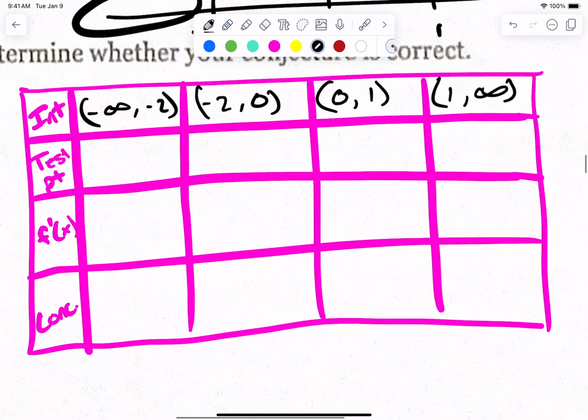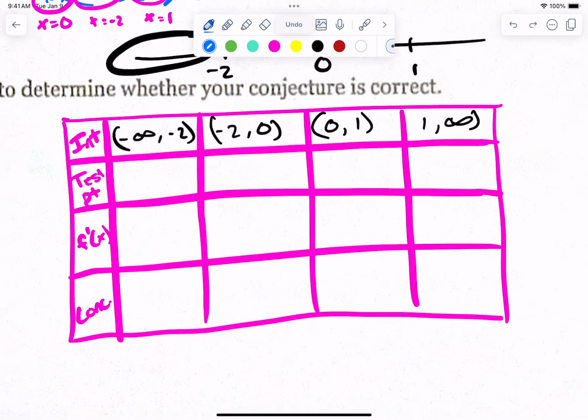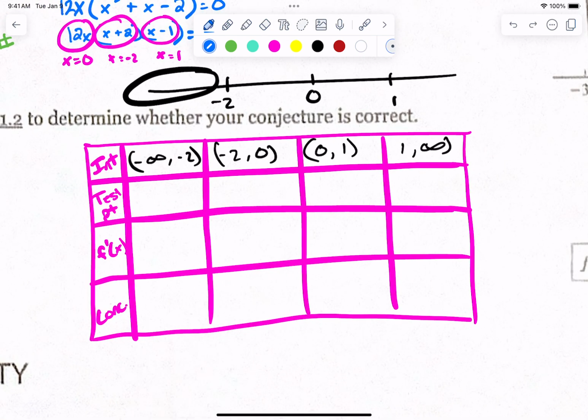I need a number from negative infinity to -2. If we didn't have a graph, how would we know that? That's what we're doing, we're doing it without a graph, using our critical numbers. My critical numbers were 0, negative 2, and 1. So I just put them on a number line, but I'm just saying my intervals. Something's happening on the left side of negative 2, then something's happening between negative 2 and 0. I just put them in order and made my intervals.